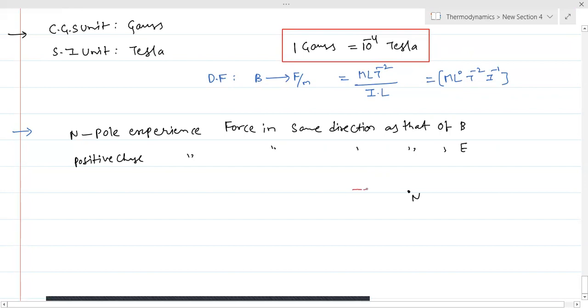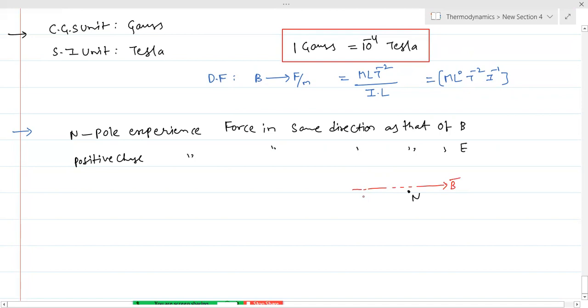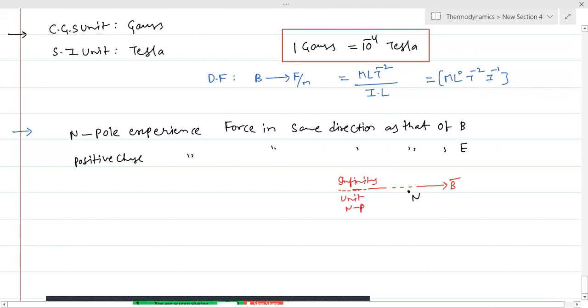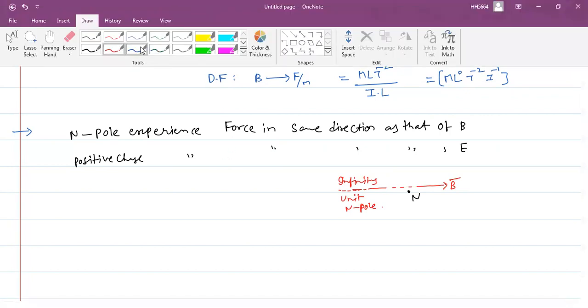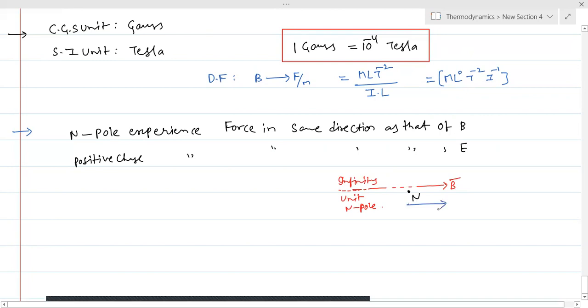We are taking this as the direction of the field. Just now we have taken, this is very, very important. The direction of the field is the path of infinite unit north poles. The infinite unit north poles are coming in this direction, so simply they will push, they will kick out the north pole. Therefore, for the north pole, the direction of B bar is the same as that of force.